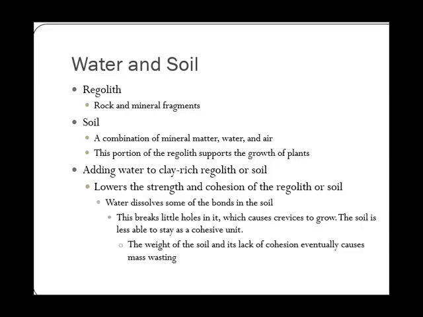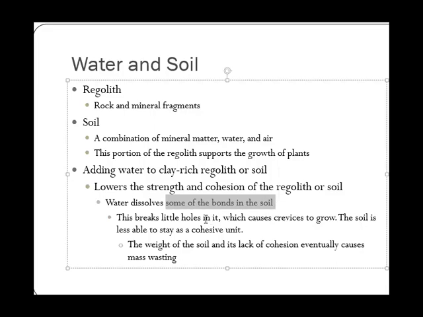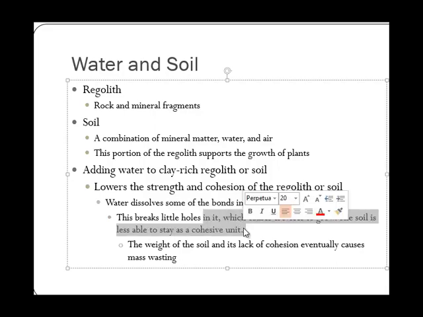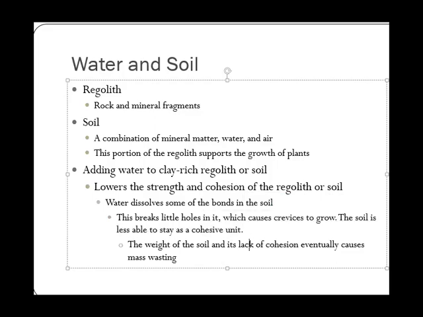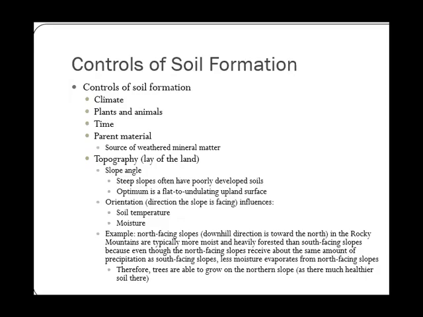It lowers the strength of the cohesion of the soil, allowing it to break down more, dissolves the bonds in the soil, helps break little holes in it, which cause crevices, little cracks to grow, and this causes mass wasting, which means the soil flattens out. Mass wasting sounds like a bad thing, but it's necessary because ultimately you want to have a flat ground. The best farms are flat, so gravity allows the soil to eventually even out.